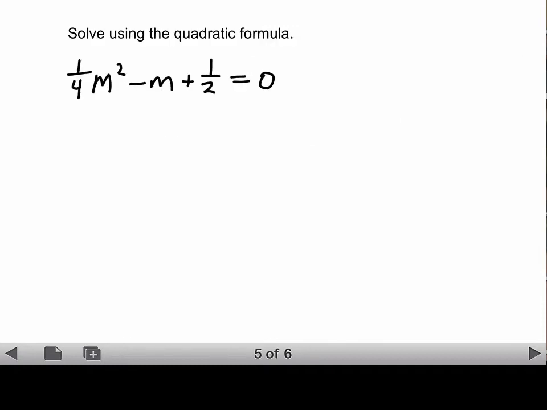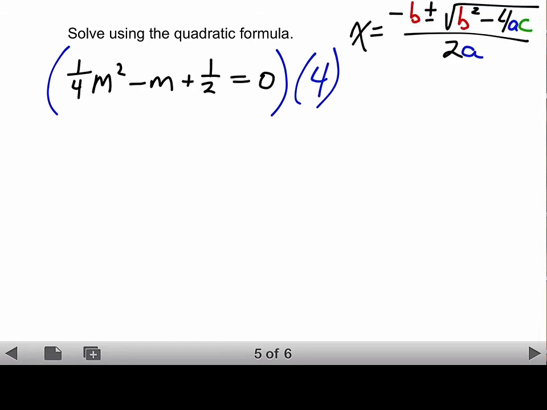In our next example, we've got 1/4 m squared minus m plus 1/2 is equal to 0. And I really threw this one in just to emphasize that you don't ever need to, unless you really want to, put fractions inside of the quadratic formula. Instead, what I'm going to do is multiply by the least common denominator throughout, so I can clear all the fractions. Then I'm going to proceed as before, so why don't you pause the video and do all that on your own.